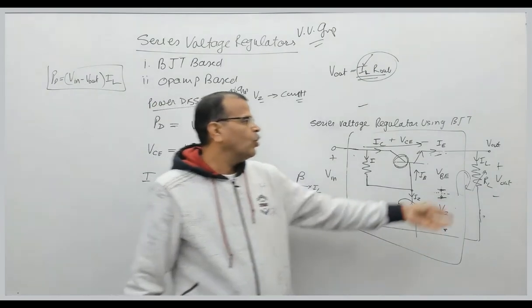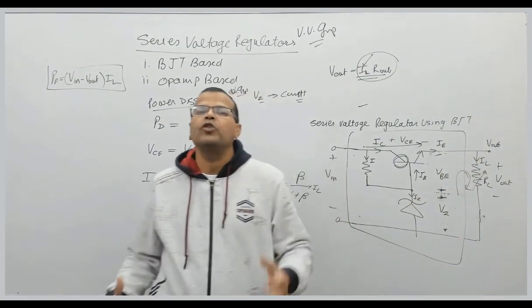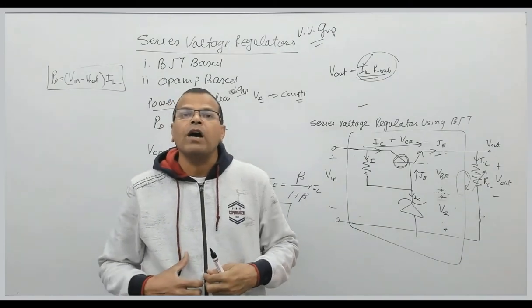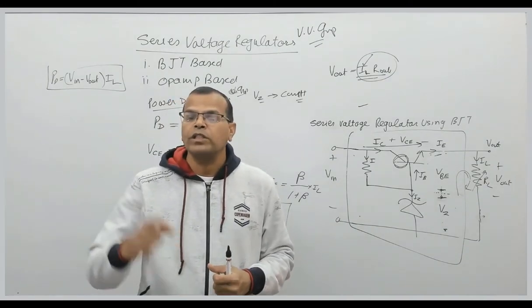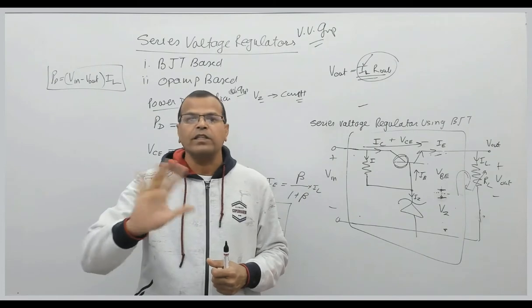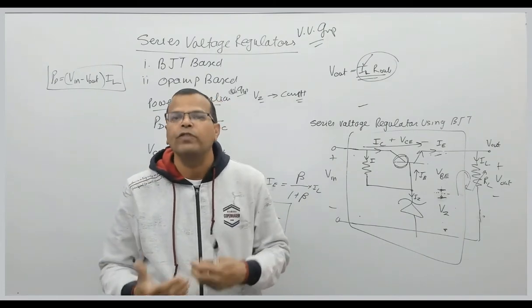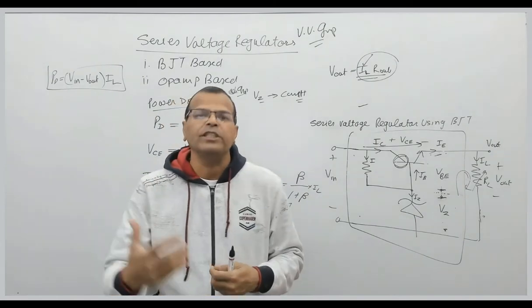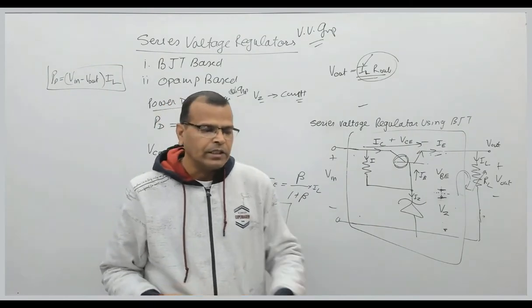Third, there is no mechanism for variation in output voltage, meaning I don't have control over the output voltage. If I want to vary output voltage of the circuit, I cannot vary that. So there is no provision for variation, no provision for change in output voltage in the circuit, right?